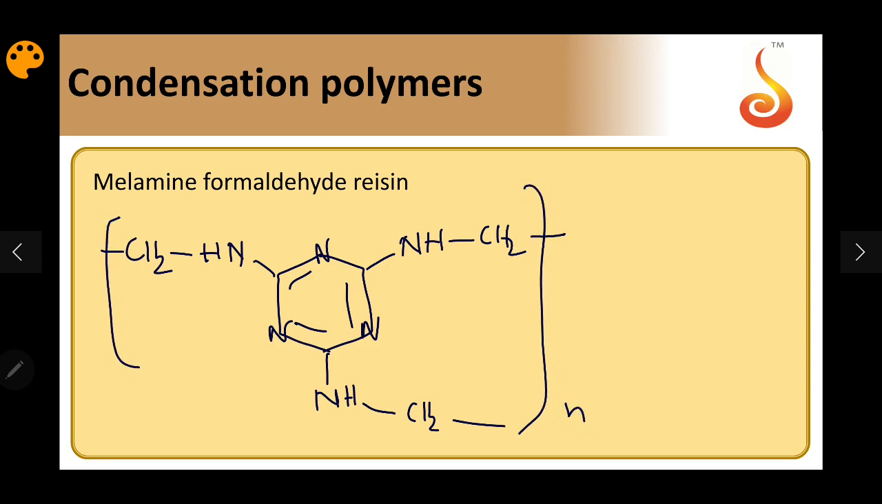So this melamine formaldehyde resin is very tough and doesn't break: unbreakable crockery items. So the plates, mugs, everything used in restaurants nowadays is mainly made of melamine formaldehyde resin, but not ceramics. Ceramics will be very easily breakable, but this is totally unbreakable crockery.